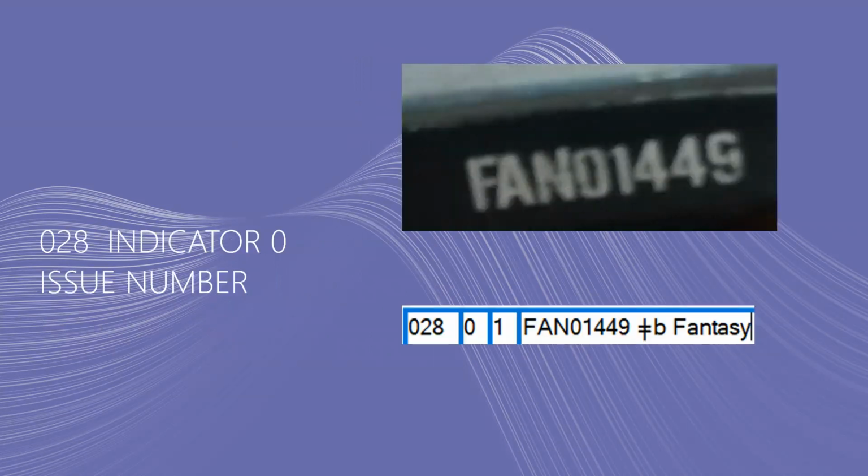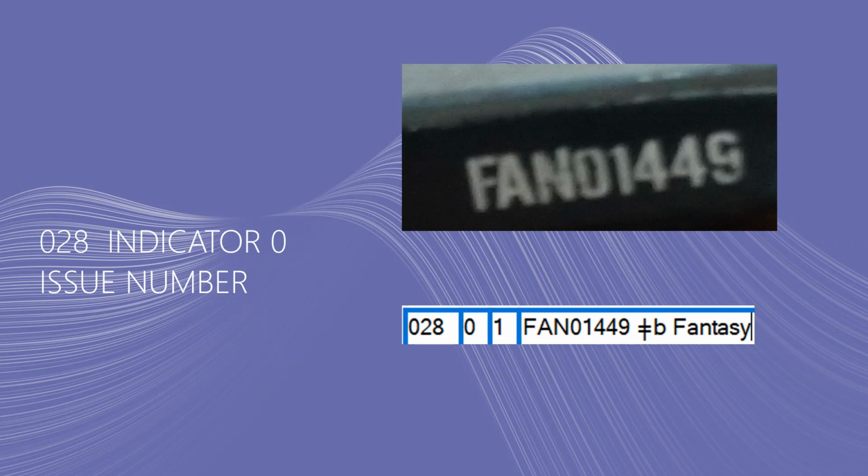Indicator 0 is the issue number. That's assigned by the publisher to identify the issue or serial designation of a sound recording. This can be a full recording, one side of a recording, or a certain performance on a recording. Many times it can be found on the spine of the CD. Here's my picture, again, not very good, of the issue number for the Gov't Mule CD that we looked at earlier. Below that is how the 028 field would look.